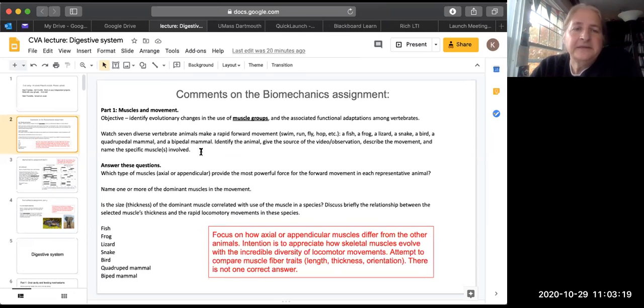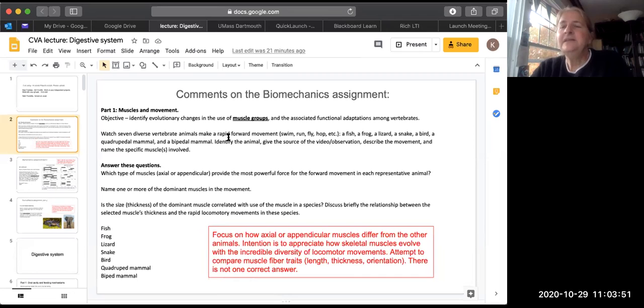So the first part is about muscles and movement. Essentially, I want you to look at muscle groups that are used in the major form of forward locomotion of different animals. The frog is hopping, the fish is swimming, bipedal running, quadrupedal running, slithering in a snake. There are all these different ways that animals move, very diverse movements.